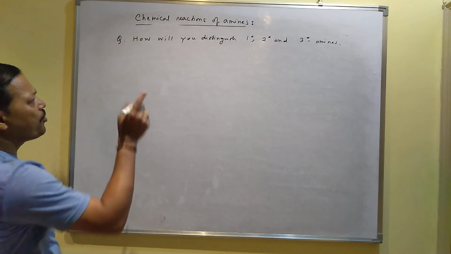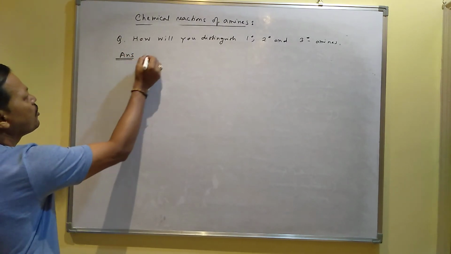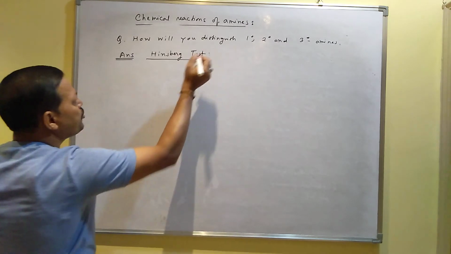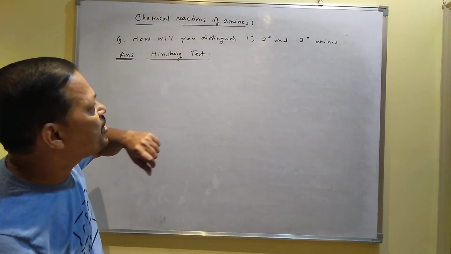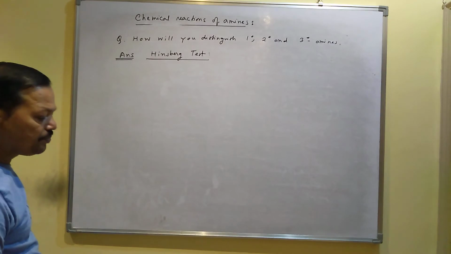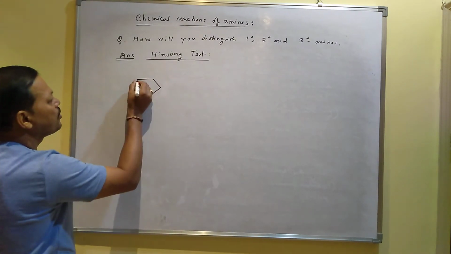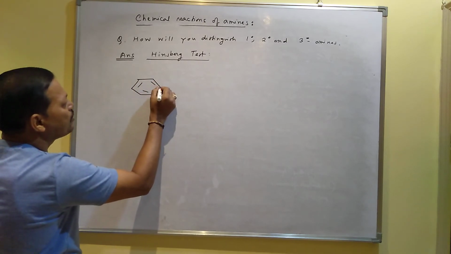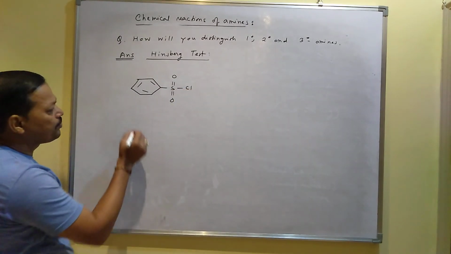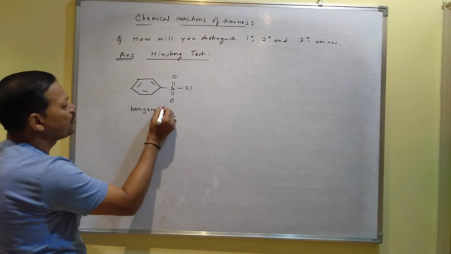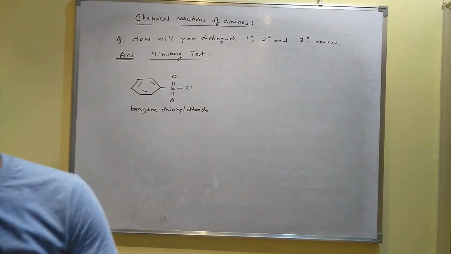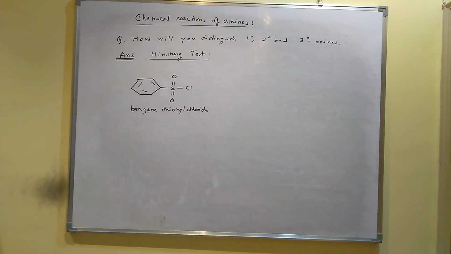For this distinguishing purpose you can apply one test which is called the Hinsberg test. You have to use the Hinsberg reagent, and by applying the Hinsberg reagent you can distinguish whether your amine is primary, secondary or tertiary. The Hinsberg reagent is this one. This compound is called benzene sulfonyl chloride. This compound is called the Hinsberg reagent.